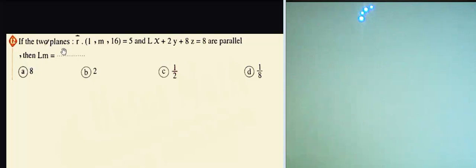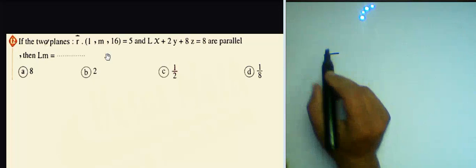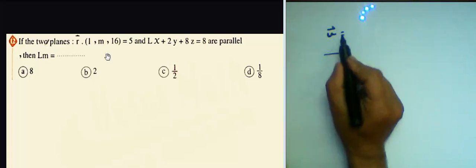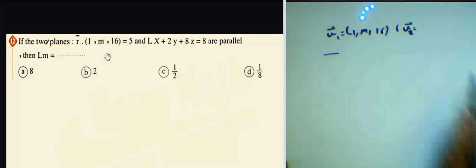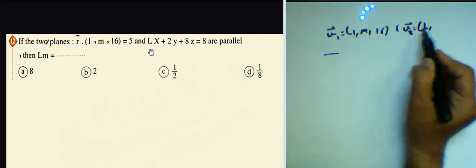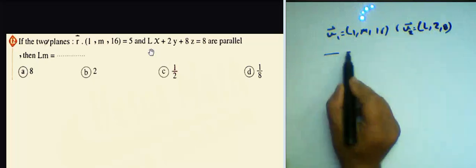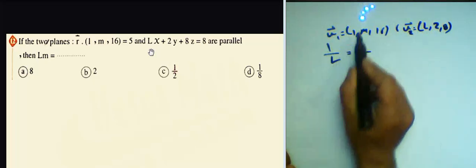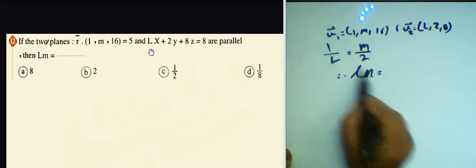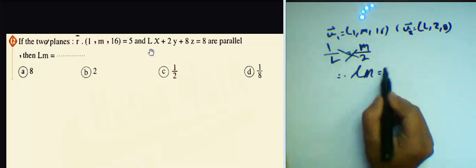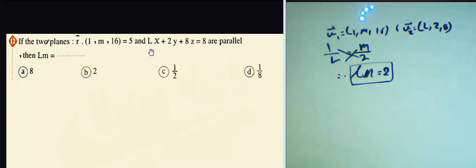Question 12. If two planes are parallel, then l multiplied by m equals what? We know two planes are parallel, which means the ratio between the coefficients is equal. Vector 1 is 1, m, 16, and vector 2 of the second plane is l, 2, 8. The ratio 1 over l equals m over 2. Then, cross-multiplying, l times m equals 2. Choose letter B.